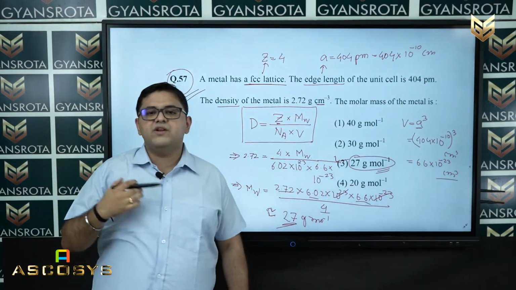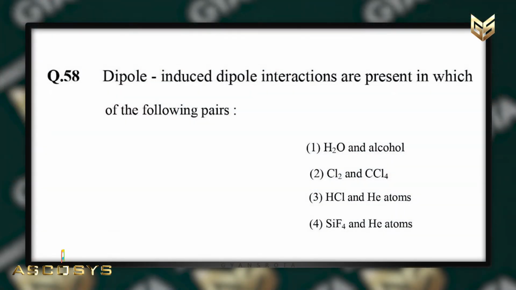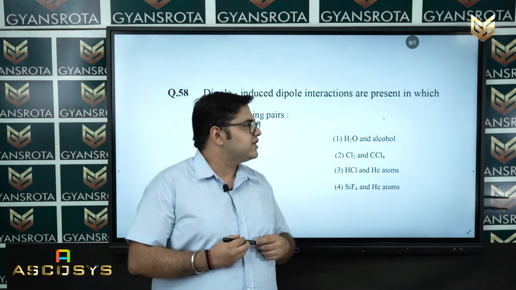So now we are moving to the next question, that is question number 58. Question number 58 is on your screen. Dipole induced dipole interactions are present in which of the following pairs? This question comes from your states of matter chapter of your class 11 NCERT. So now moving to the solution part.